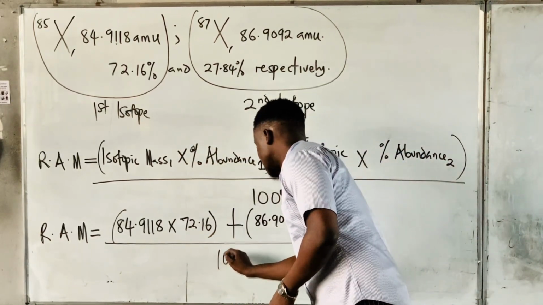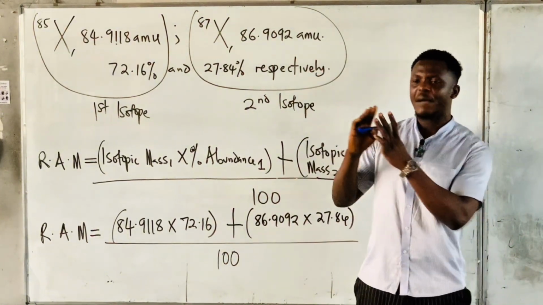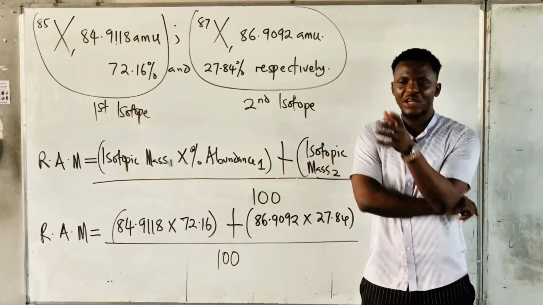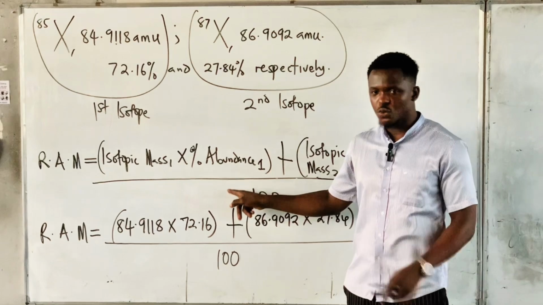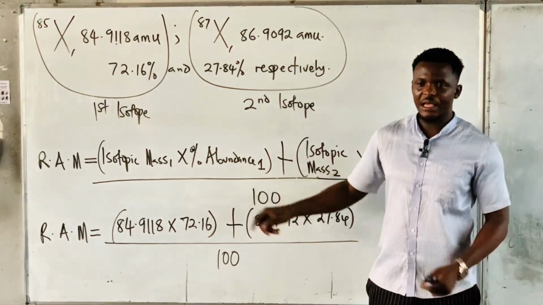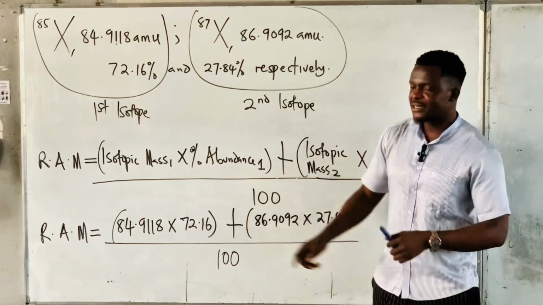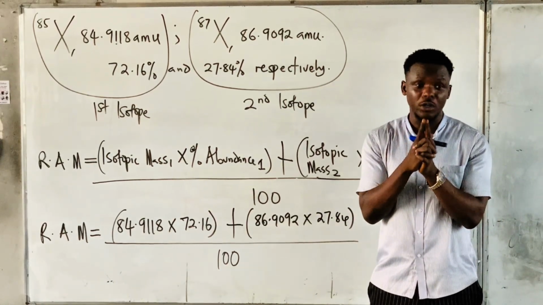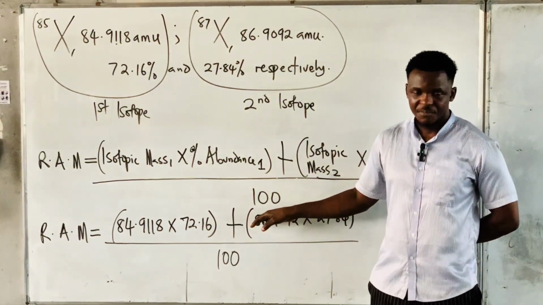Now, let me tell us something, class. The reason why we have 2 types of abundance. We have the percentage abundance and we have the fractional abundance, class. This formula is only used if the abundance is given to us in terms of percentage. Please, when they say percentage, if you add up percentage, it's always going to equate to what? 100. That is why we are dividing this guy by 100.